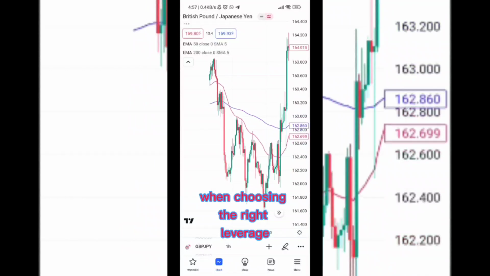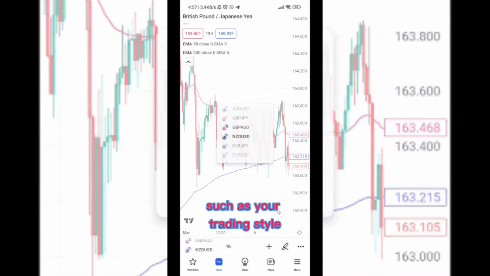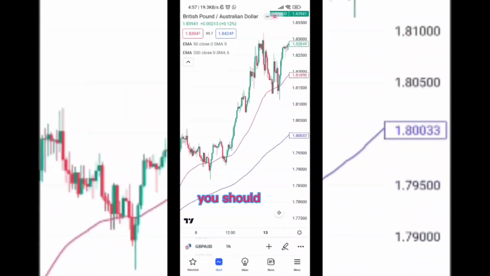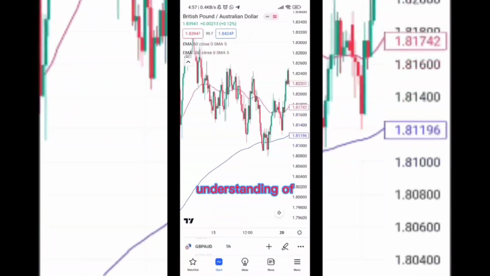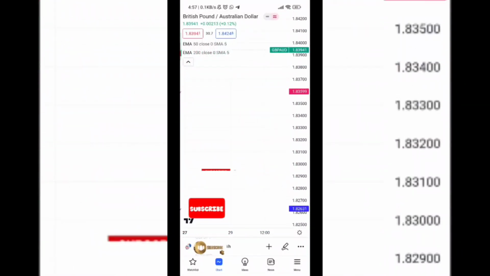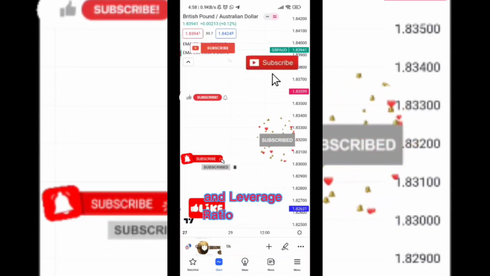When choosing the right leverage for your trading strategy, it's important to consider factors such as your trading style, account size, and the volatility of the market you're trading in. You should also make sure to have a solid understanding of the margin requirements and risk management strategies that come with using leverage. In the next section, we'll be discussing how to calculate the margin and leverage ratio in Forex trading.